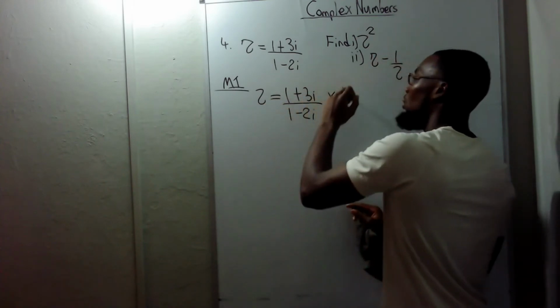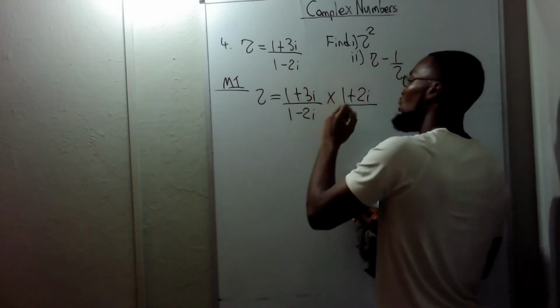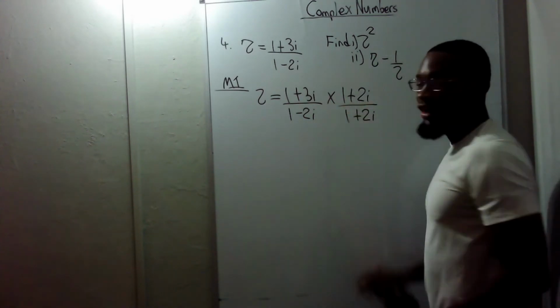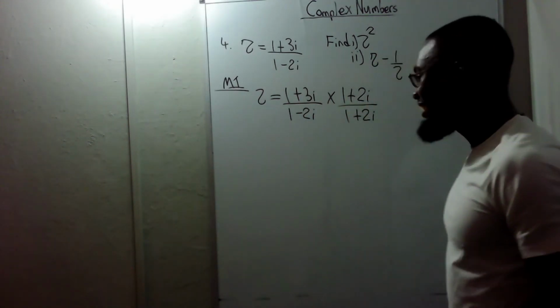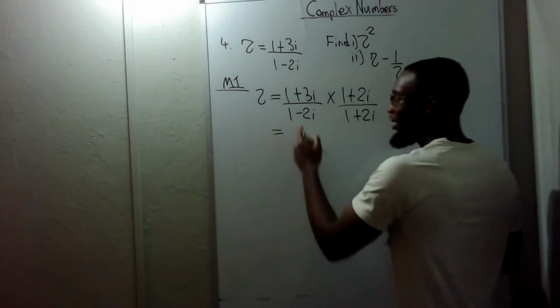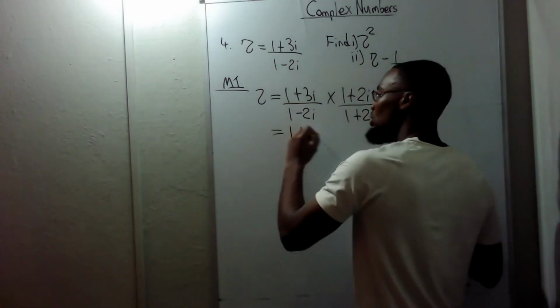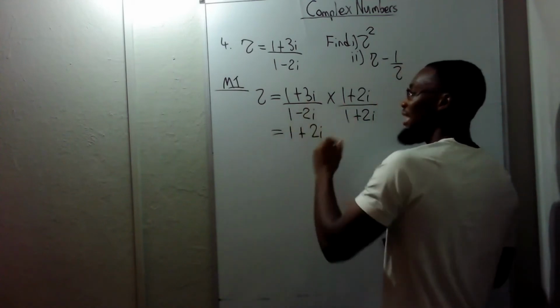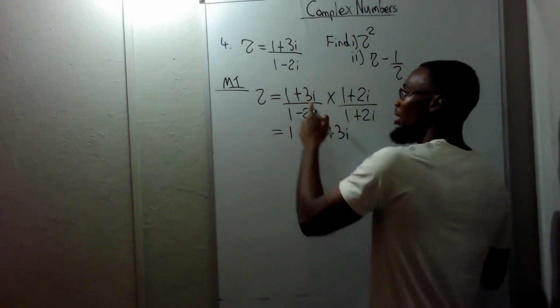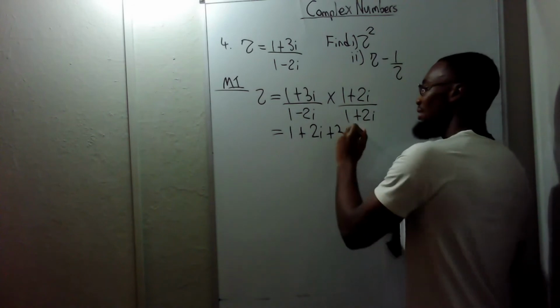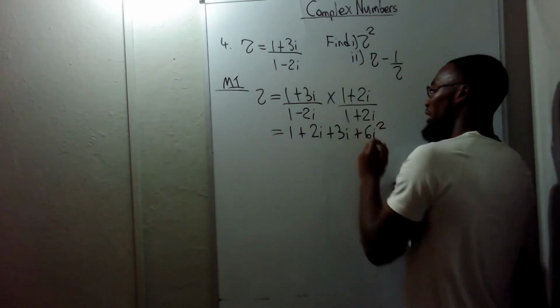So multiply by 1 plus 2i over 1 plus 2i. Alright, beautiful. So multiply by the conjugate. 1 times 1 is 1. 1 times 2i is 2i. 3i times 1 is 3i. 3i times 2i, that is 6i squared.